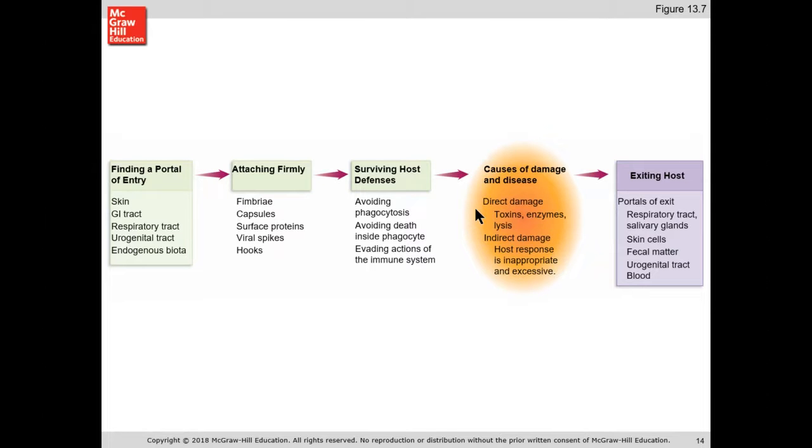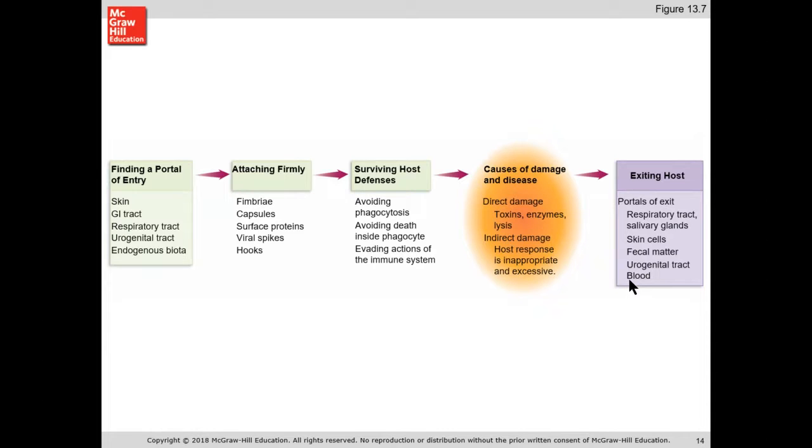Okay. And then if you are a very successful bacteria, you really do want to exit your host, because your job is to spread to another healthy host and continue going on. Okay, so portals of exit are often the same way that they came in: respiratory tract, salivary glands, urogenital tract, fecal matter. Those are all common entry points as well. Skin cells being sloughed off is another, the opposite of the entry point.